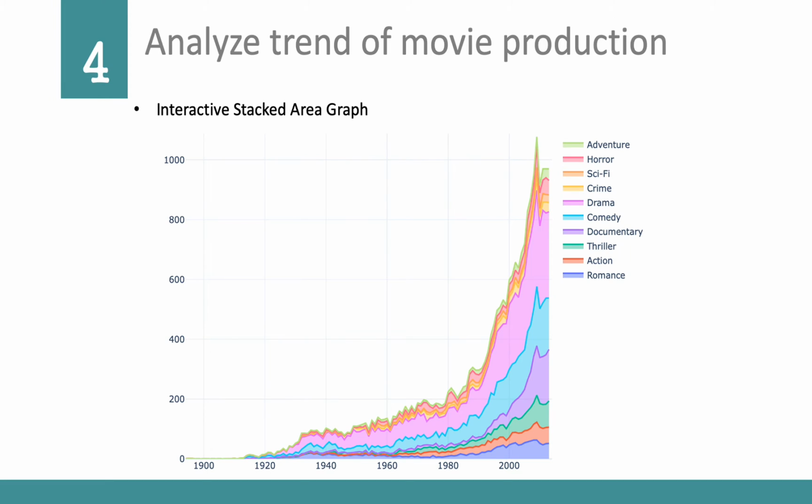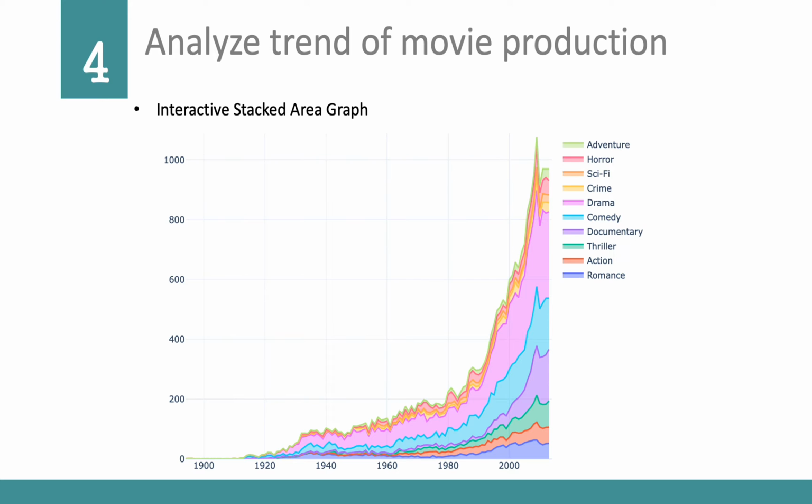We designed an interactive stacked area graph as shown here. The stacked area graph is a classic method for visualizing change in a set of groups, where the values of each group are as important as their sum. We use areas to display the production of movies over 100 years. 10 harmonious and easily distinguishable colors are chosen to encode the 10 genres.